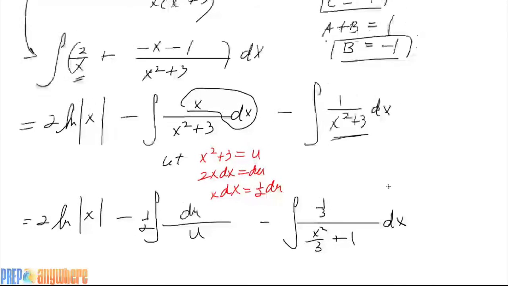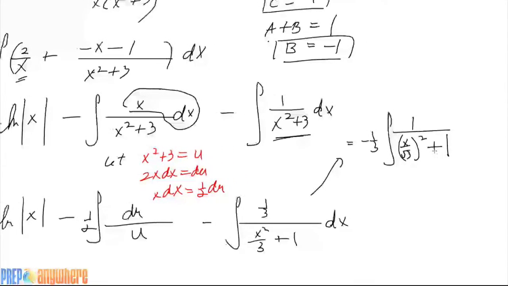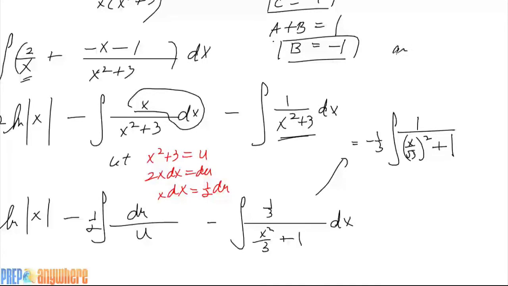Okay, so let me actually do this on the side here. So that's equal to -1 over 3. And I'm going to write it like this: x over root 3 squared plus 1. Okay, so if you remember that if you differentiate arctan of x, that's equal to 1 over 1 plus x squared. You should see that this looks very similar to that. Okay. So what if I just change to arctan x over root 3?